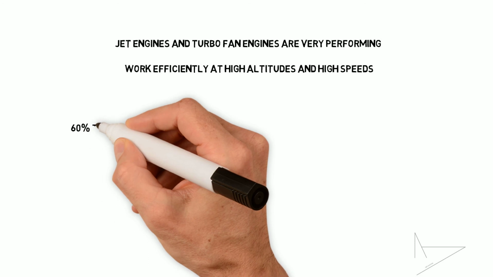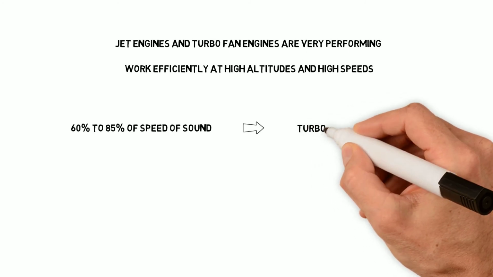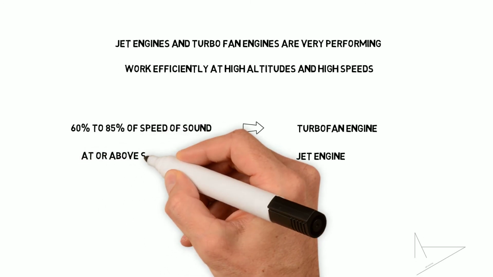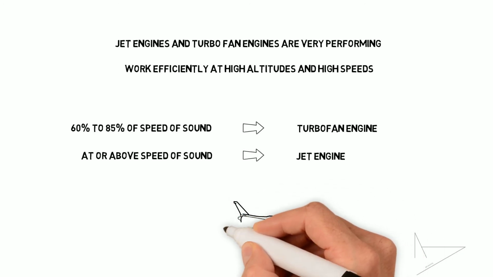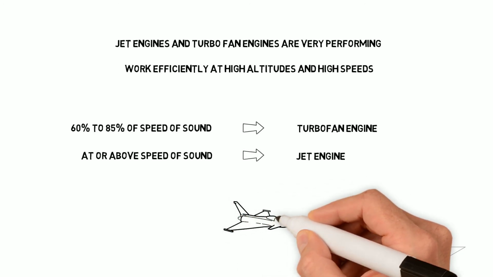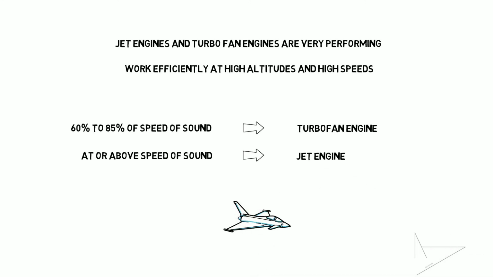Airliners fly at speeds that are generally between 60 and 85% of the speed of sound. At these speeds, a turbofan engine is the most efficient one. A pure jet engine is more effective at higher speeds, at or above speed of sound, which is why high-performance fighter jets normally have pure jet engines. Another example, for those of you who remember, is the Concorde, which used to have 4 jet engines.